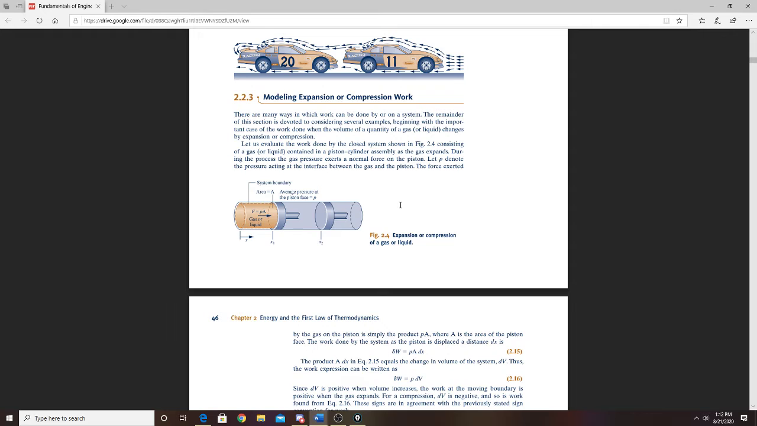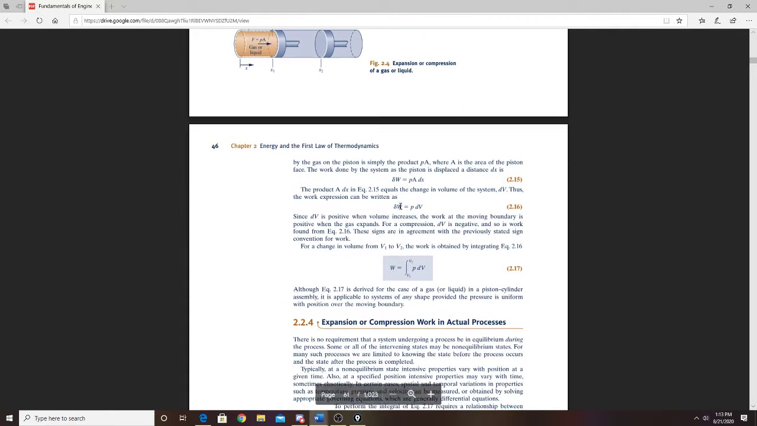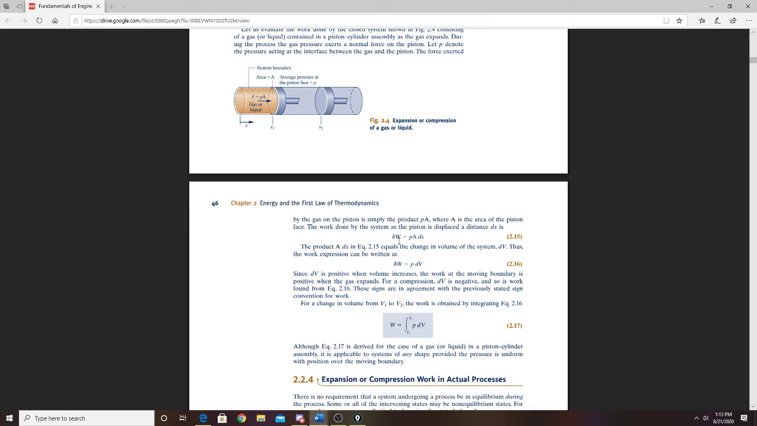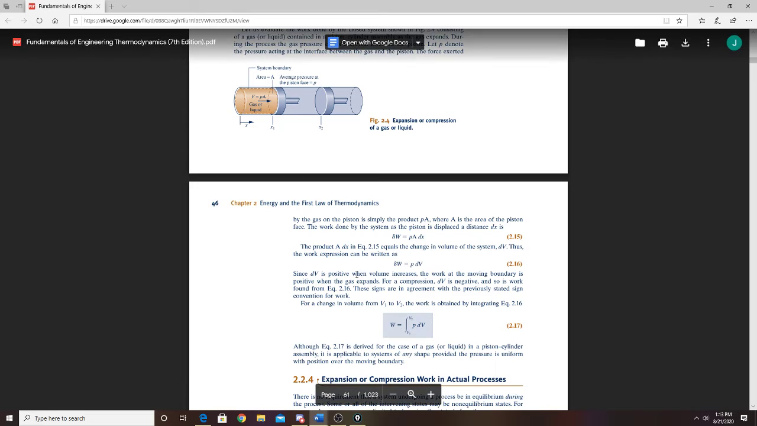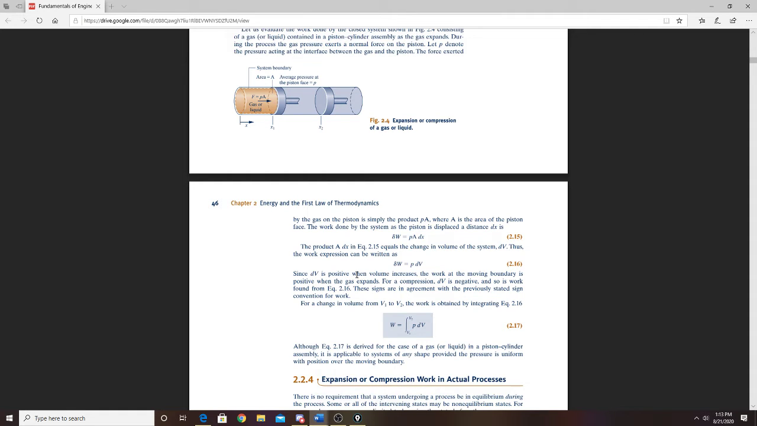During the process, the gas pressure exerts a normal force on the piston. Let P denote the pressure acting at the interface between the gas and the piston. The force exerted by the gas on the piston is simply the product PA, where A is the area of the piston, so it's pressure times area. The work done by the system as the piston is displaced a distance dx is this, PA dx. And then it says the product A dx equals the change in volume of the system, dV. Thus, the work expression can be rewritten as this, which is work is equal to P dV, more or less.